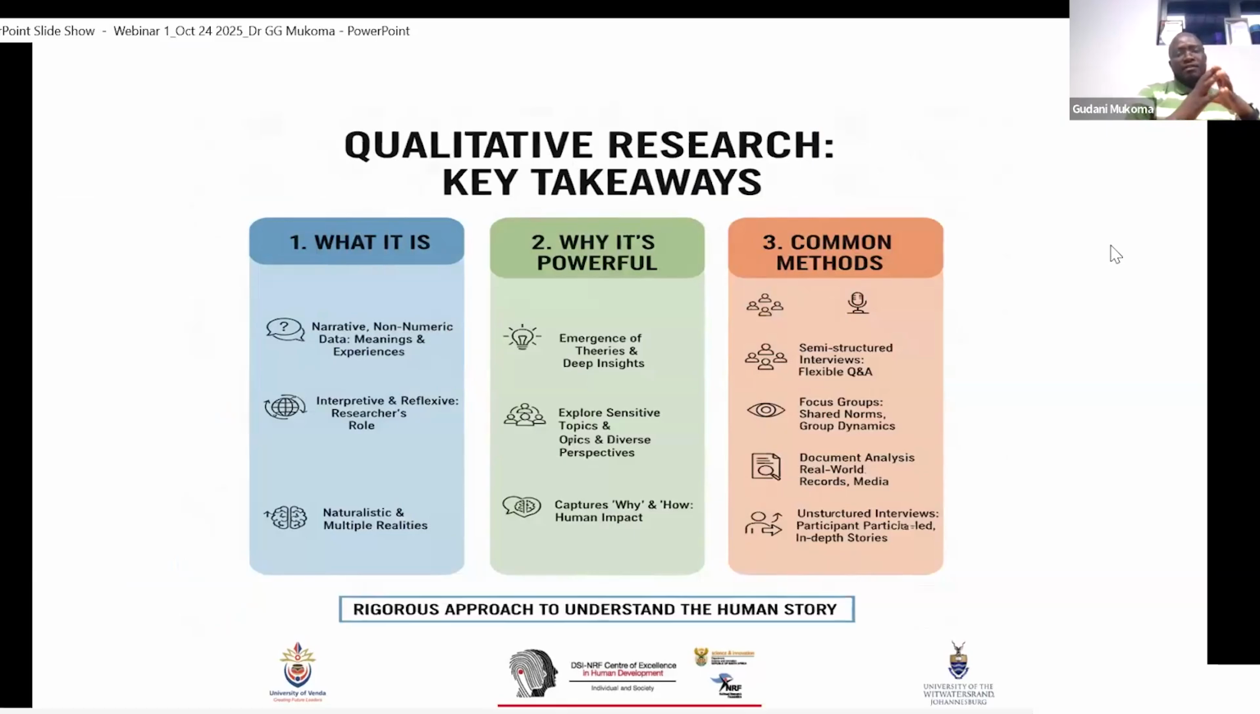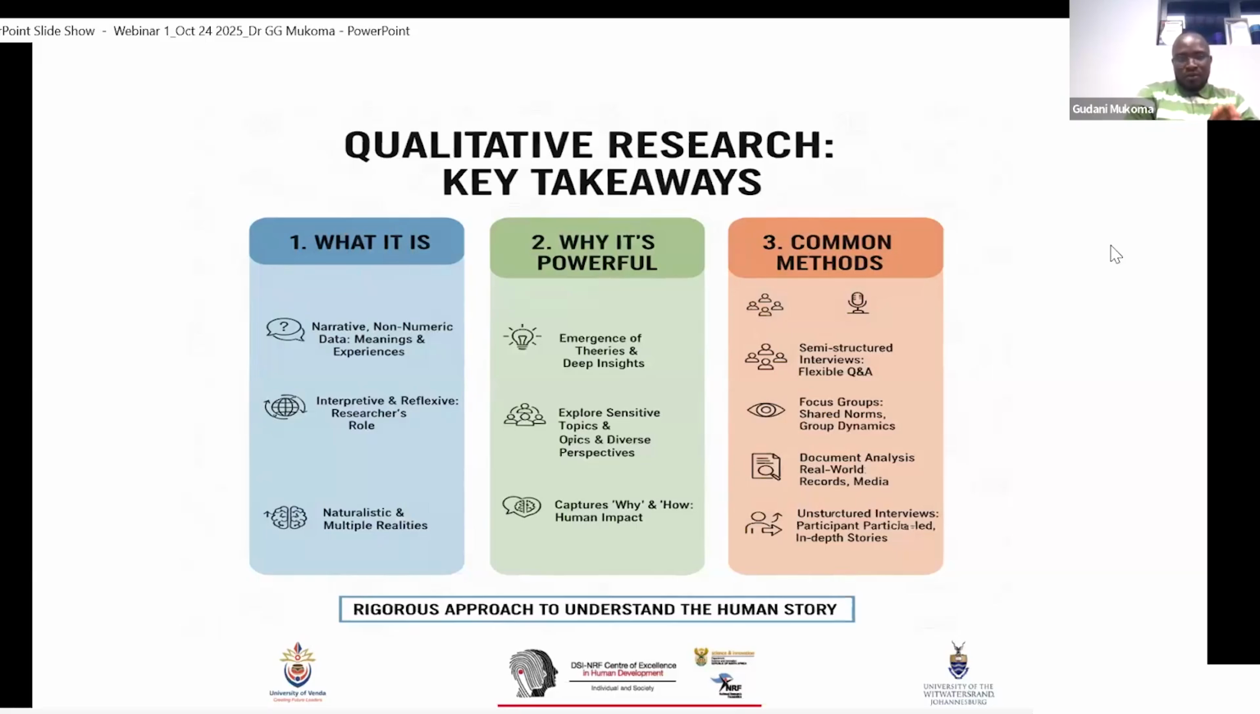And I want you to take home these few issues that I've talked about today. I know I've mentioned a lot, but these are very important for you to remember, as they will guide you into conducting very good qualitative research studies. The first one is understanding what qualitative research is. It's a non-numerical type of data collection method, where meaning and experiences matter more than statistical power or representation. Here, the role of the researcher is interpretive and reflexive, and it involves naturalistic and multiple realities. So we do not focus on objective or factual data here. We focus on understanding the why and the how.